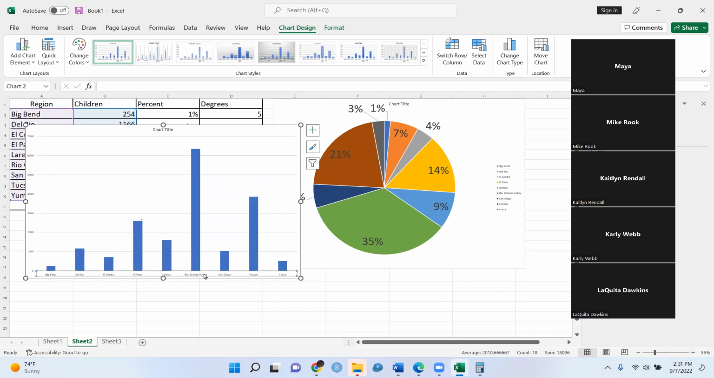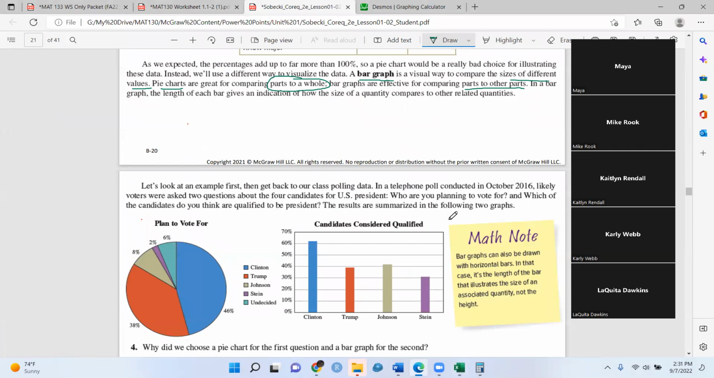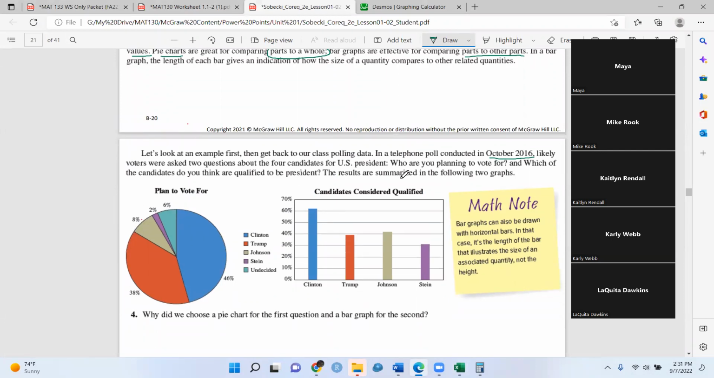Man, that's tiny font. But this isn't really any different than the pie chart in terms of the information. If we look at this problem, this is a telephone poll conducted back in October 2016. So not too far away from the 2016 election. And people were asked two questions: who are you planning to vote for?